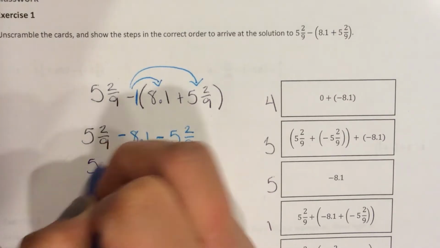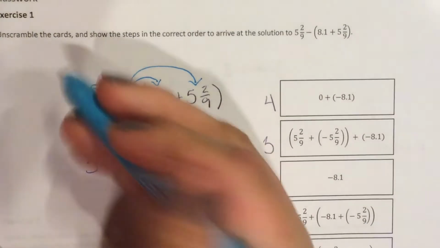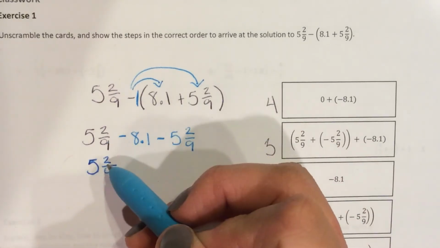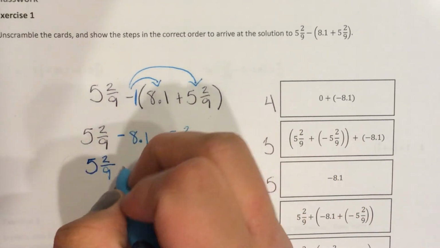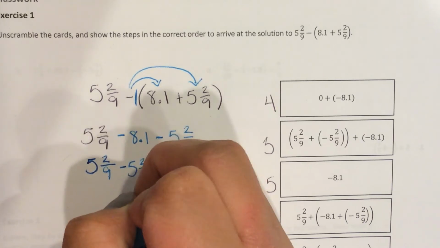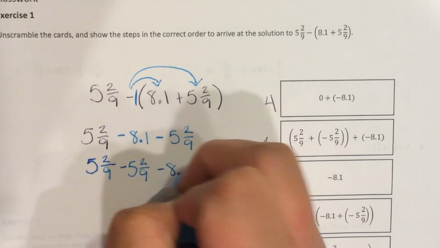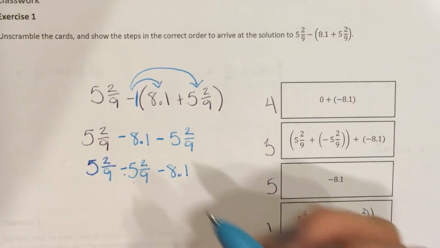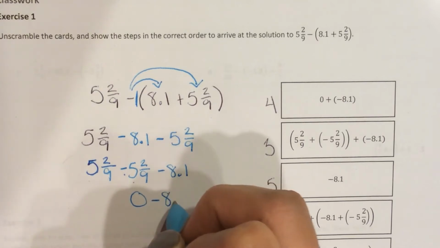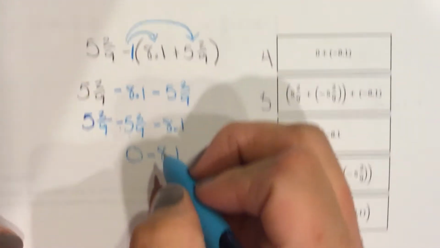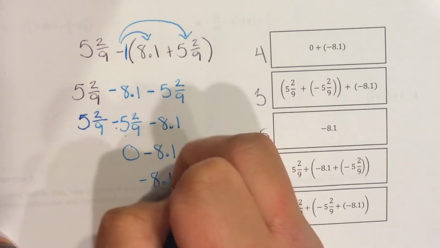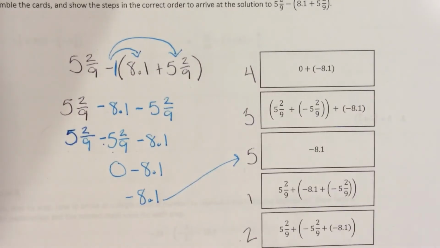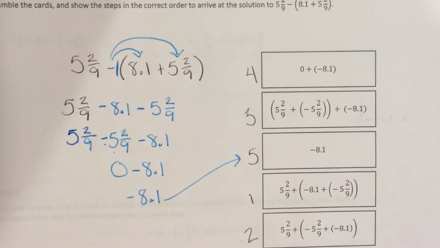So I'm going to rearrange this problem. That's the 5 2/9 right there, and then I'm going to bring this 5 2/9 next to it. And what do we know about 5 2/9 minus 5 2/9? Well, it's 0, right? And what is 0 minus 8.1? It is -8.1, which is, if you look over here, the answer that we got. But I didn't have to write down so many steps.